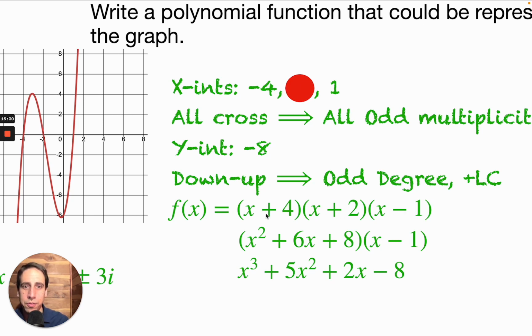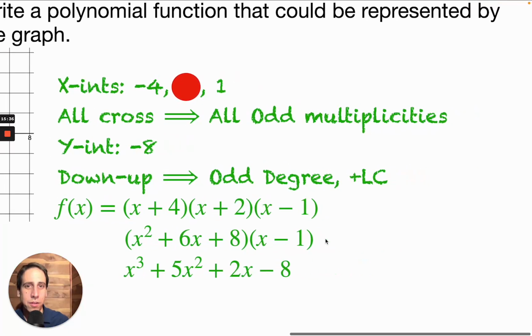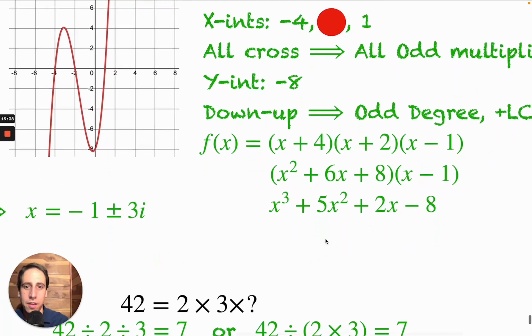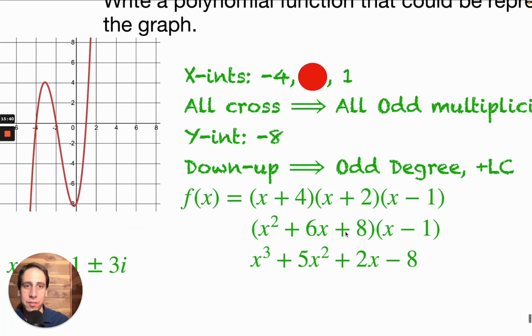And then you can FOIL the first two to get x squared plus 6x plus 8, and then box method. I didn't show the work for that. X squared plus 6x plus 8. You draw another box times x minus 2, like a 2 by 3 box, and then eventually you get this entire thing. Now, does it also satisfy all the other information?